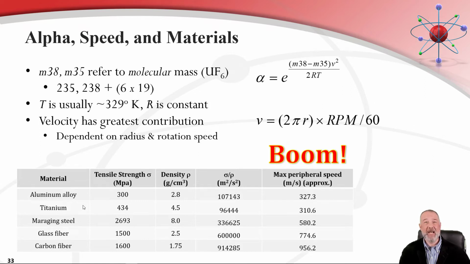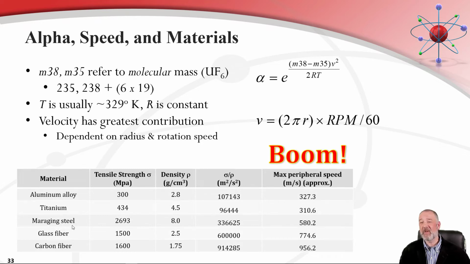If we look at something like titanium, which you would think would be better, right? Just common knowledge that titanium is better than aluminum. We find out, not so much. It has a higher tensile strength. However, it does have a higher density as well. So we end up with a max tangential speed of only 310 meters per second. Now, these are just common alloys of this material that I looked up. There are specialized alloys that have better numbers than these, but I just wanted to give you a typical representation of what these materials are capable of.